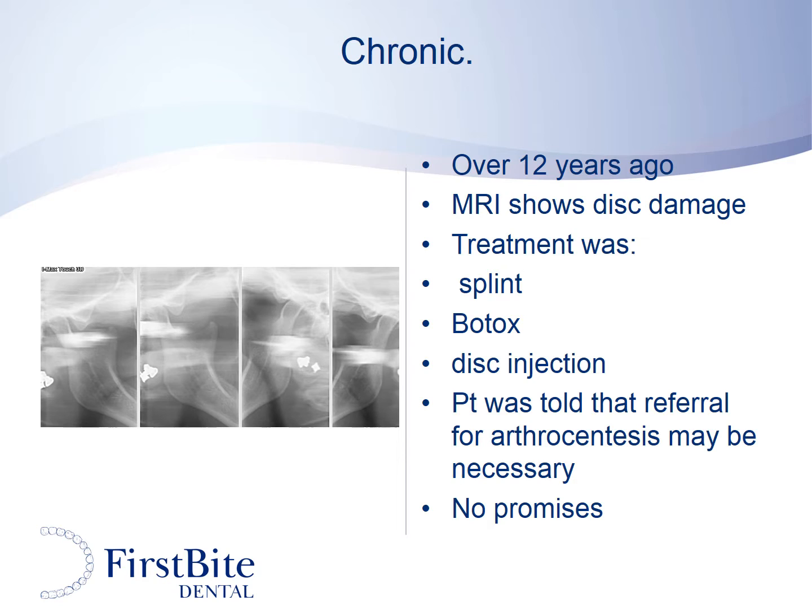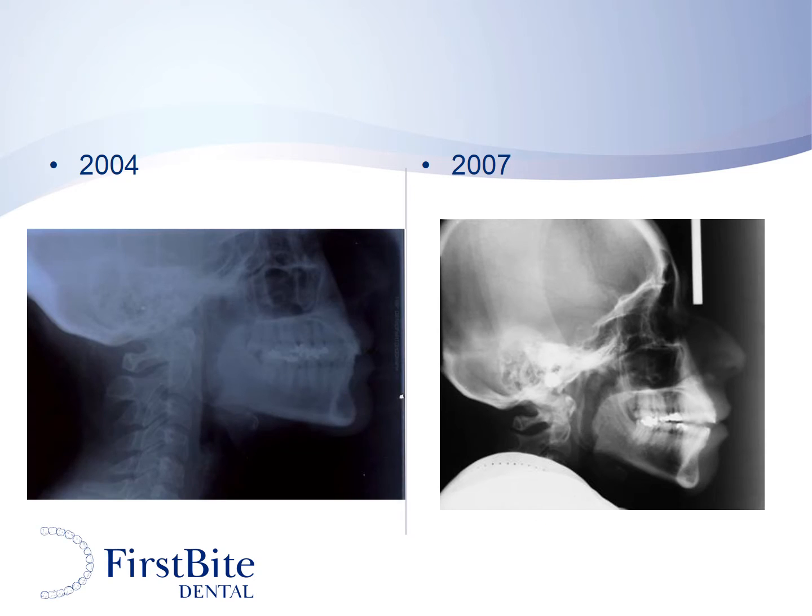So we attempted the same simple things where we injected the joint with the local anesthetic, a splint was given, Botox was also used to help relax the muscles, because if the muscles are spasmed, then there's no hope of anything moving. This patient was also told if we don't have success, then the next step would be referral for arthrocentesis to an oral surgeon. So it starts becoming complicated, but it's diagnosing the issue that is the complicated part.